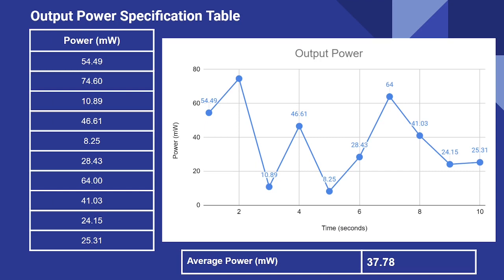Here is the line graph of the output power. The output power seems to be inconsistent, and that is most likely due to the varied rotational speed when hand cranking the motor.